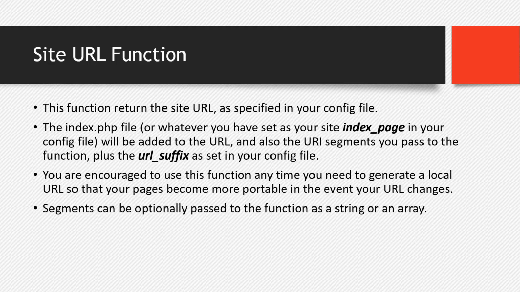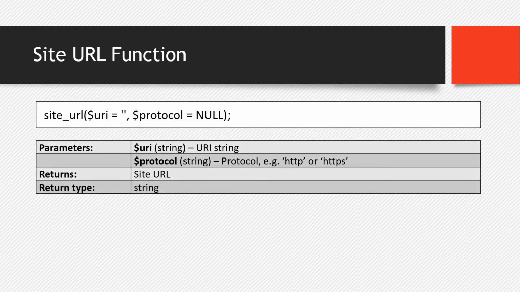Segments can optionally be passed to the function as a string or an array. Okay? So ito yung syntax natin. site_url, then the first parameter will be a URI string, then the second parameter will be a protocol, whether it is HTTP or HTTPS. Then basically the return value will be the full site URL, and the return type is string.